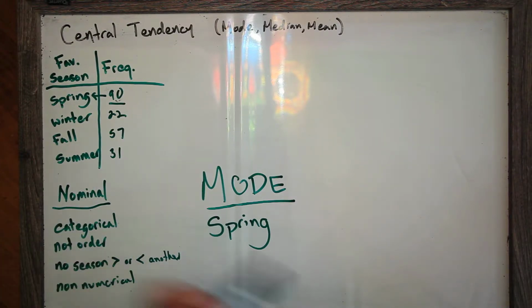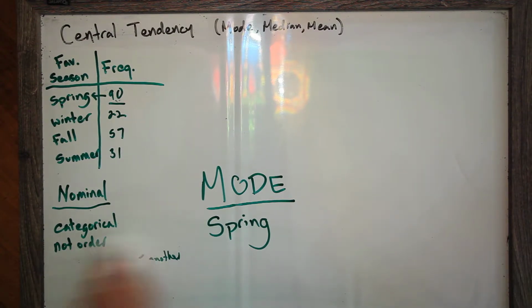We cannot find the median because we can't put them in order, and we can't find the mean because they're not numerical data. So let's move on from nominal data to ordinal data.